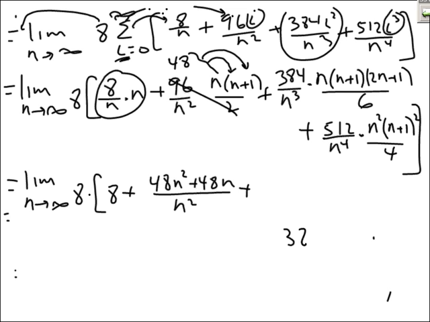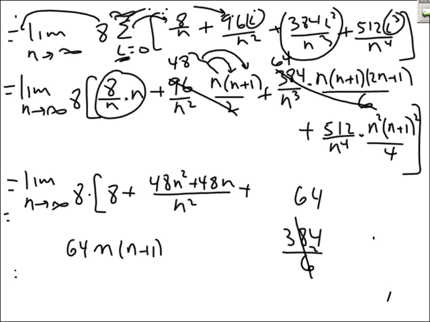Let's look at 384 over 6. 6 goes into 38 6 times. That used up 36, so there's 2 left over. And 6 into 24 goes 4 times. So yes, it does. 6 goes into 384 64 times. So now you have 64 times n plus 1 times 2n plus 1 over n cubed.